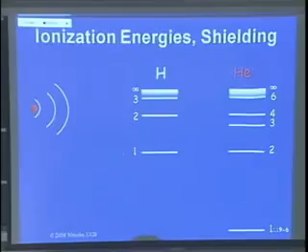All right. So the ionization energy is the energy that you need to exert on an atom to pull off an electron. Okay, and you can pull off more than one electron, and I will explain this to you in a minute.